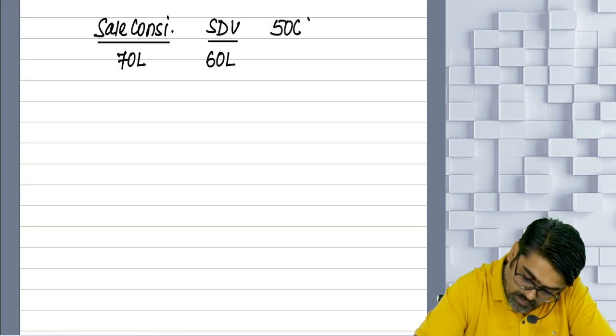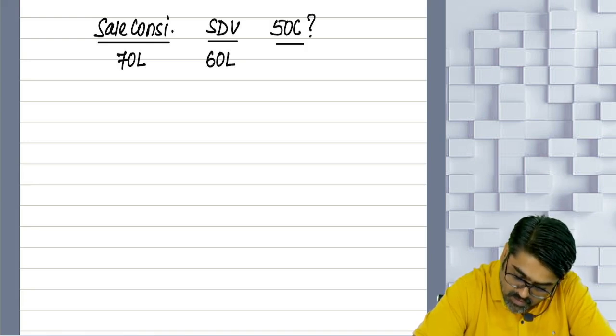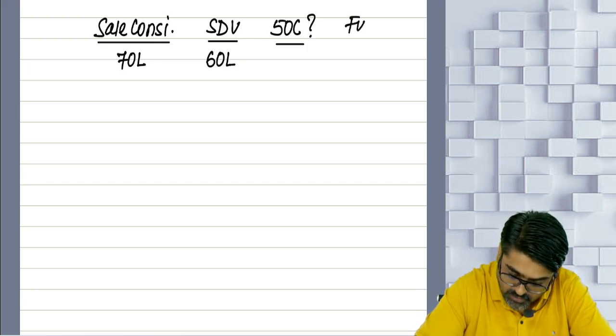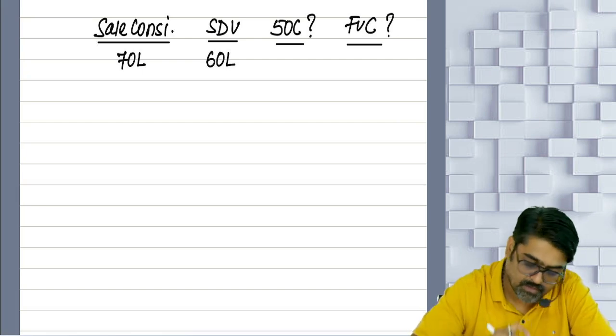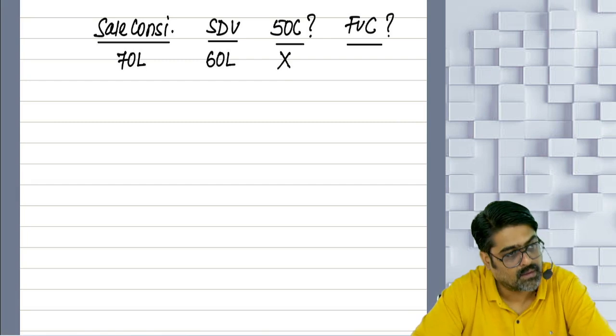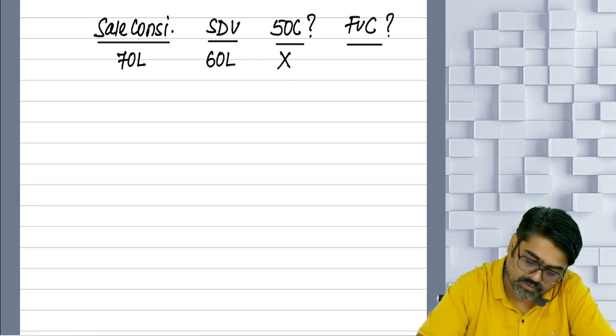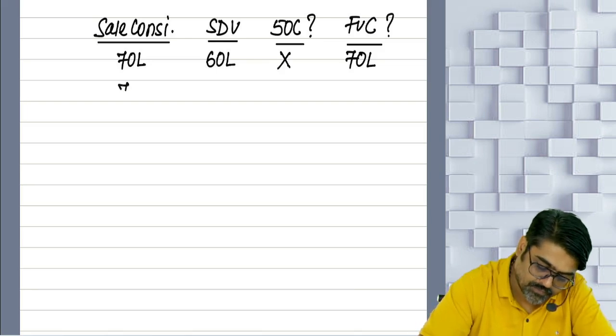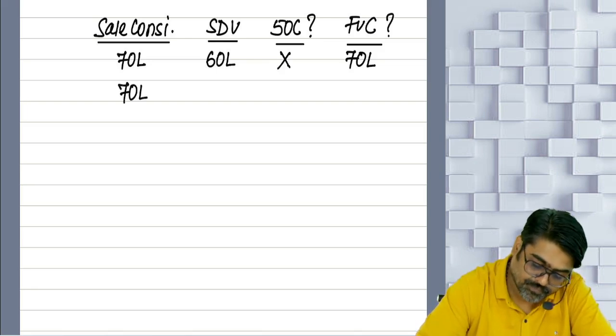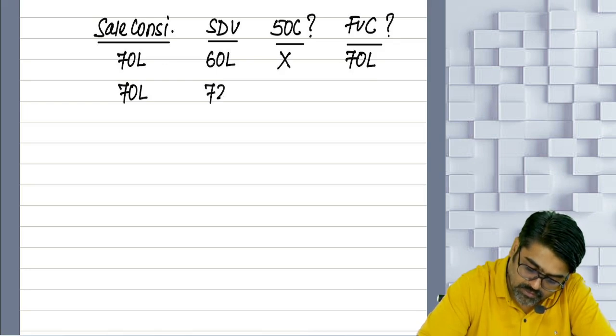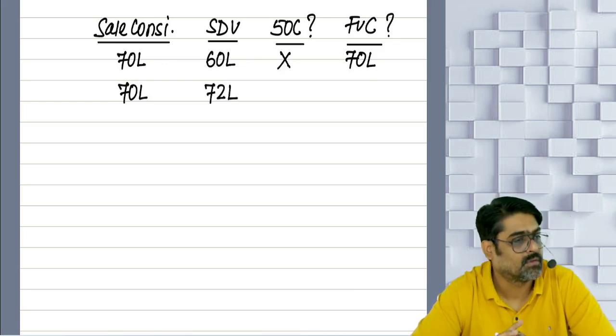Section 50C will apply or will not apply, and what will be the full value of consideration? Done, sir? Come on, tell me. 50C will apply, will not apply? Will not apply. Then what will be the full value of consideration? 70 lakhs. Very good. This is 70. Stamp duty value is 72 lakhs.